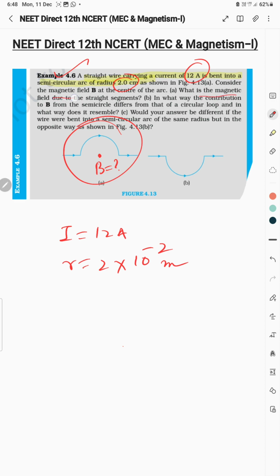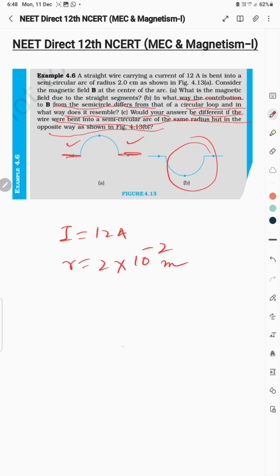What is the magnetic field due to the straight segments? That is, which are the straight segments here? This and this. These are the straight segments. In what way does the contribution of B from this semicircle differ from that of the circular loop, and in what way does it resemble? Would your answer be different if the wire was bent into a semicircular arc of the same radius but in the opposite way as shown in the figure? That is, if we reverse it, what happens, compared to the straight one? This whole picture we have to now decode. It's a very simple problem.